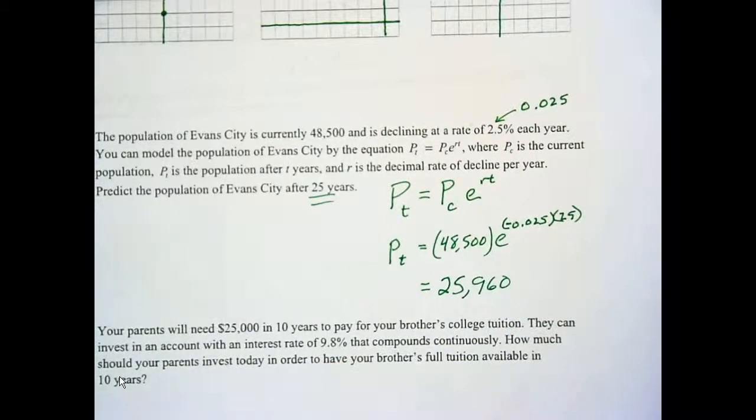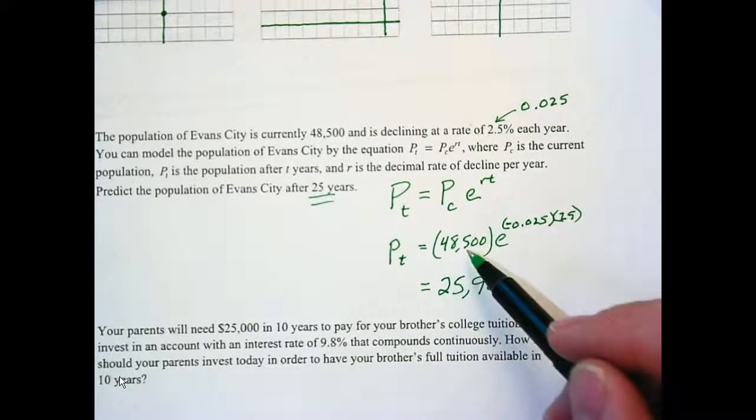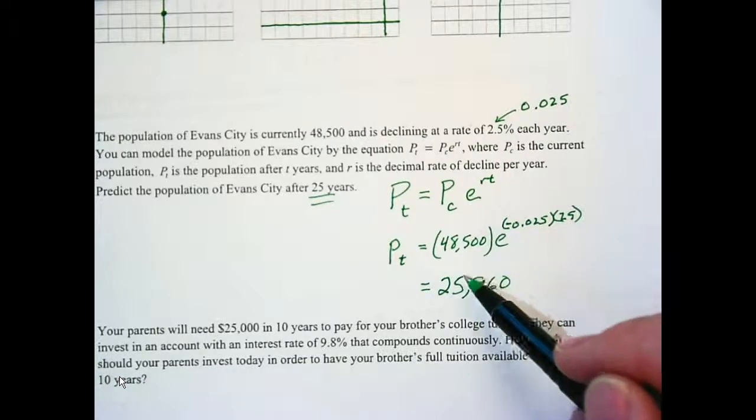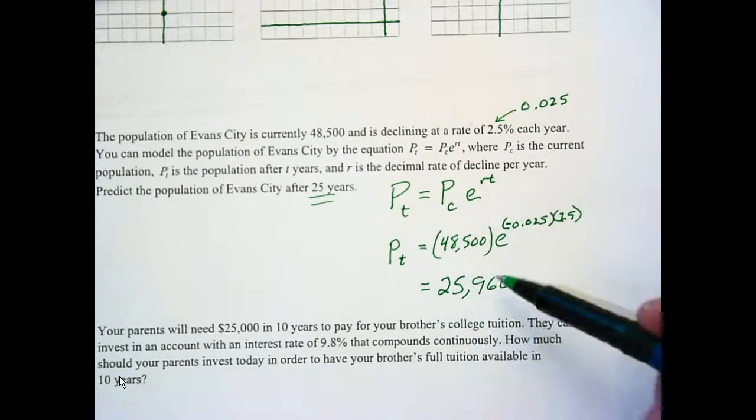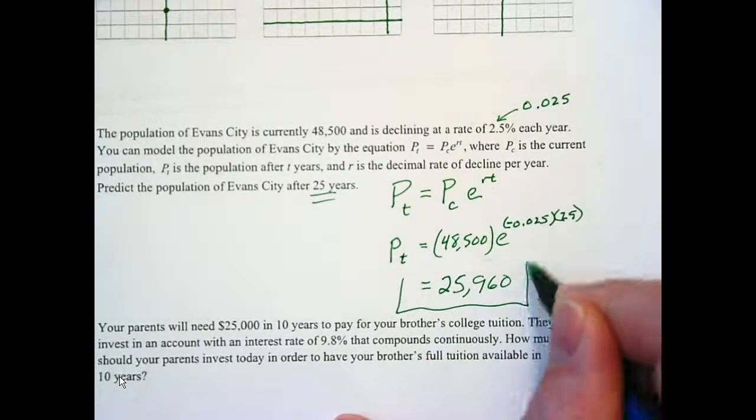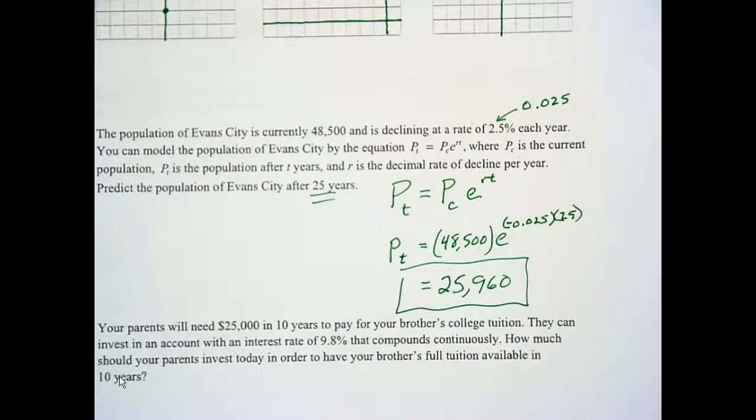We find the new population after 25 years of decline is 25,960. Now, what happens if you get a number greater than 48,500? You're obviously wrong. How do we know we're wrong? Yeah, it's not going down. It's declining, so it should be decreasing. You should end up with a smaller amount. Any questions there?